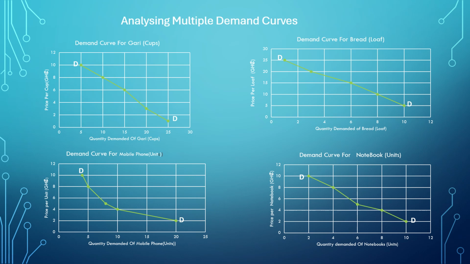What do you notice? Are they all similar? Do they all slope downward? Take a moment to think about this. What does it tell us if all these different goods have downward sloping demand curves? A pause. I want you to ponder about it.